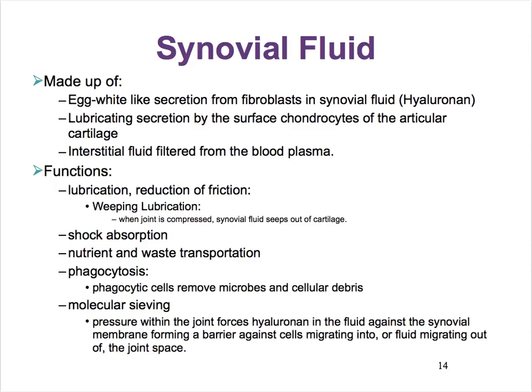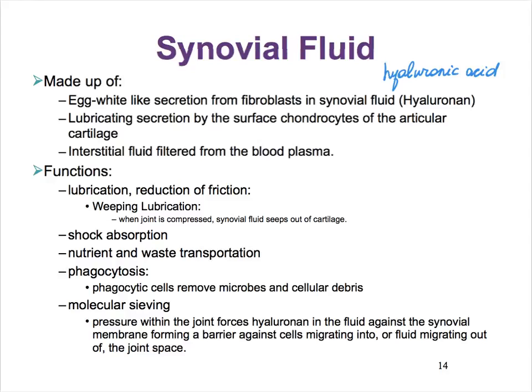So let's discuss the synovial fluid. Let's first take a look at what it's made up of. First of all, it has this egg white-like consistency, and it contains something called hyaluronan or hyaluronic acid. More often than not, you really see it being called hyaluronic acid. This is very typical for synovial fluid.